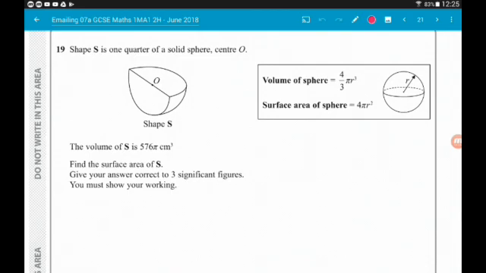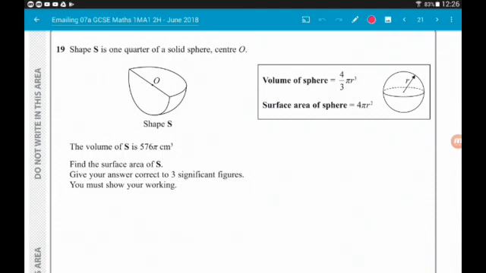Number 19, a monster of a question. So we've got the shape S, which is a quarter of a solid sphere. We're given the formulas here for the surface area of a sphere, 4 pi r squared, and the volume, 4/3 pi r cubed. We are told the volume of shape S is 576 pi centimeters cubed. Our mission is to find the surface area of S to 3 significant figures.